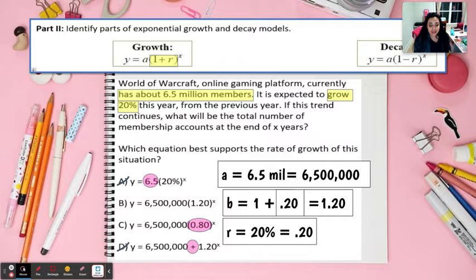Notice in answer choice C, the B is 0.80, which is incorrect. It's supposed to be 1.20. We could have also eliminated this one from the beginning because we're talking about growth. We know growth means it has to be greater than 1. 0.80 is not greater than 1. So C is incorrect. And if you look at answer choice B, not only does it have the correct A value, but look at your B value. It's what we got of 1.20. So answer choice B is correct.